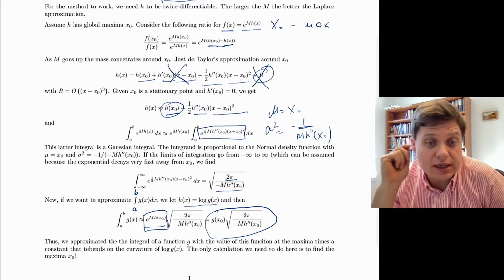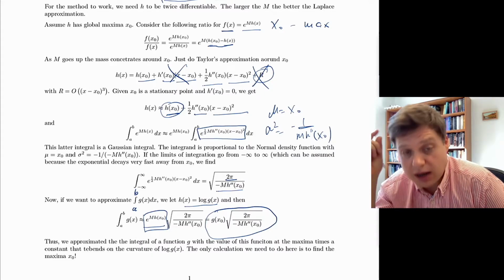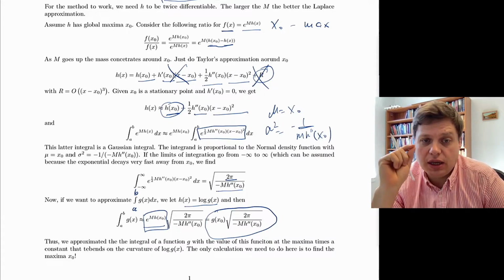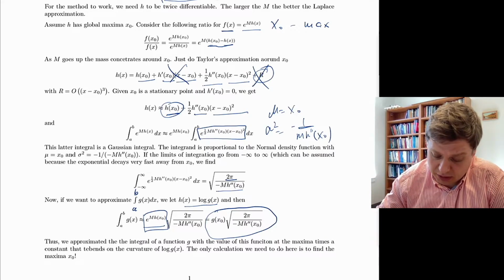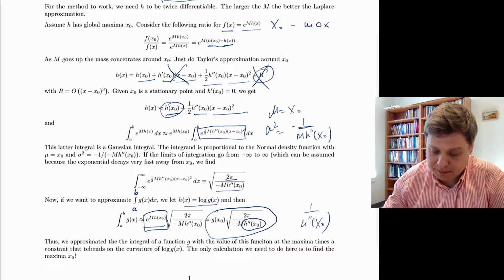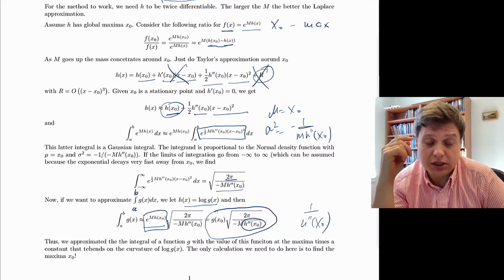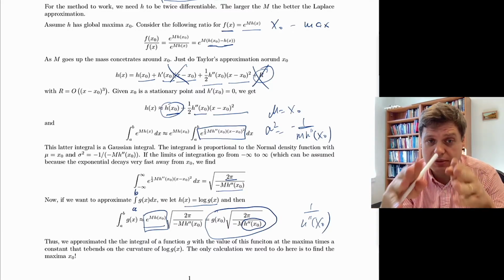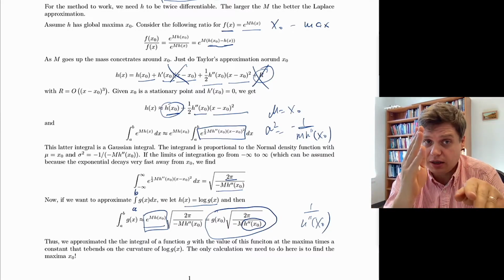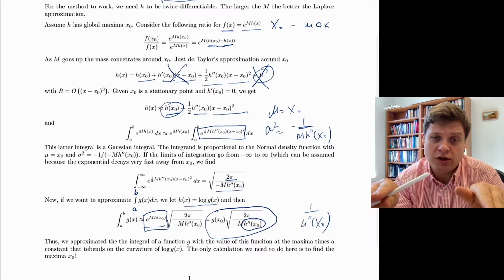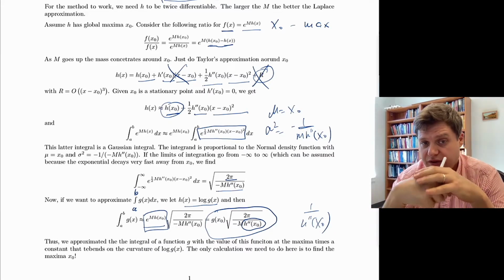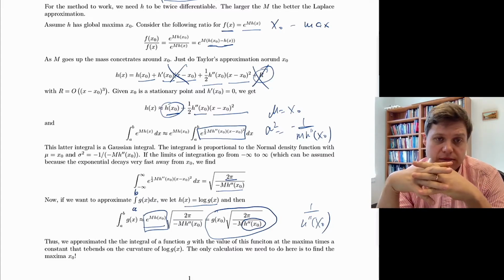What we have at the end is that the integral of this function g can be approximated by the value of the function g at the maxima times the normalizing constant, and this normalizing constant just depends on the curvature, on the 1 over h prime prime x naught. So that's the Laplace technique to calculate the integrals. Essentially what you do, you approximate it with a square function. You take the maxima, you approximate this maxima with a square function, and then you integrate the square function. And that's how Laplace approximation works.